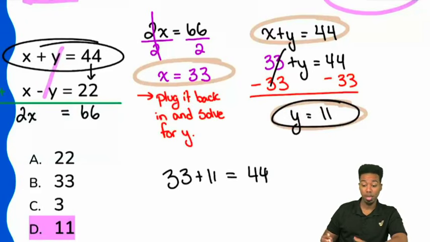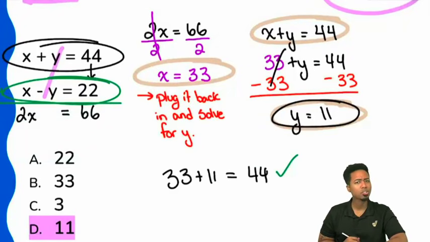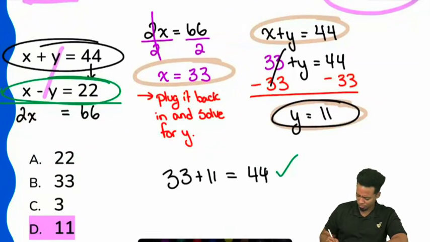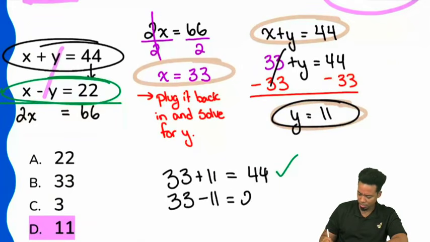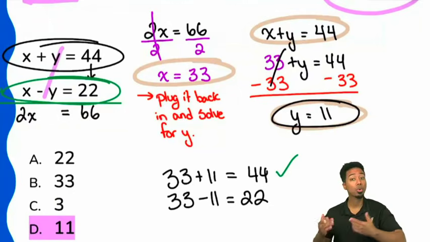Yeah, that absolutely checks out. We added them together. We got 44. Yep, we're good. Well, what about the other equation? x minus y equals 22. Well, let's do it. 33 minus 11, what's that going to be? 22. Again, both equations are true.